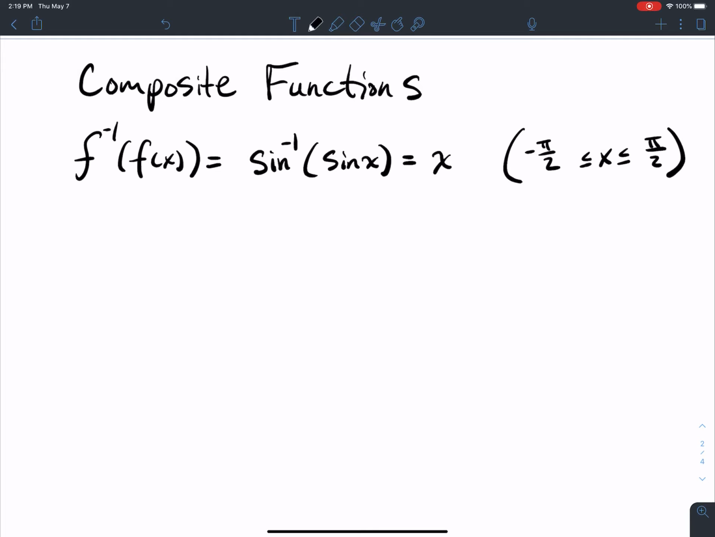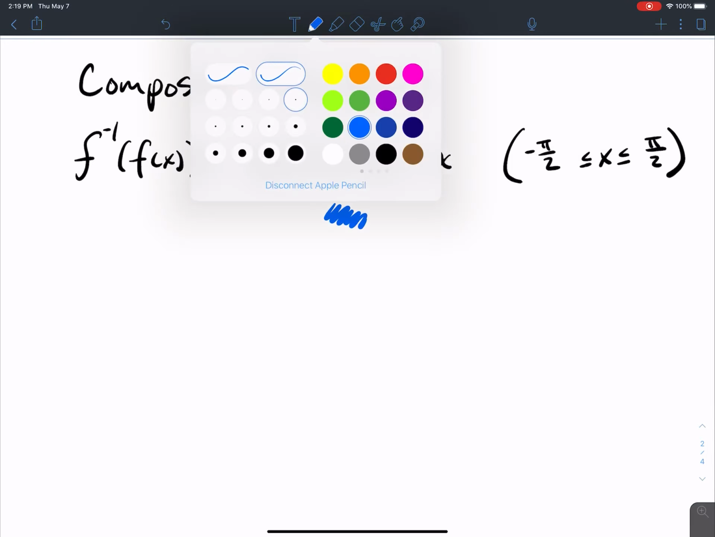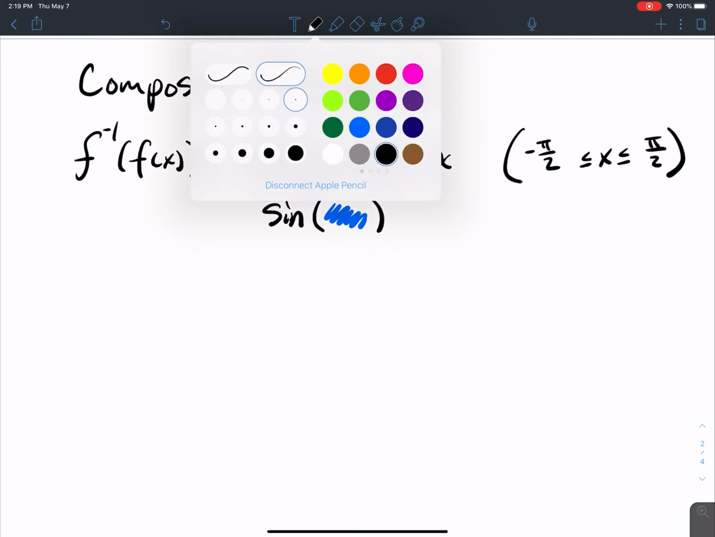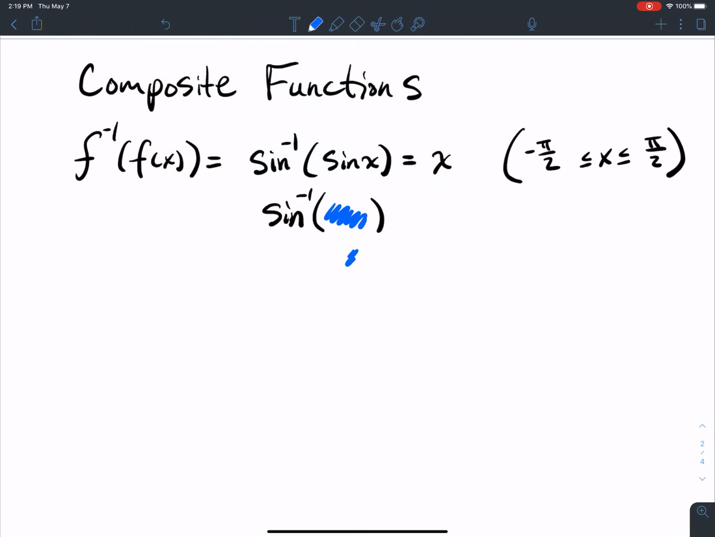Now, why is that the case? Well, if we think about it, what type of things can I plug into the sine inverse? The things that I can plug in have to be stuck between -1 and +1. The only way sine x can be stuck between -1 and +1 is if the x is between negative pi over 2 and pi over 2.